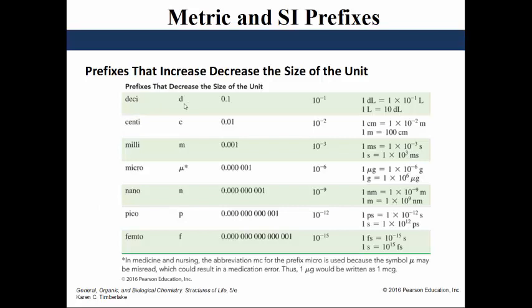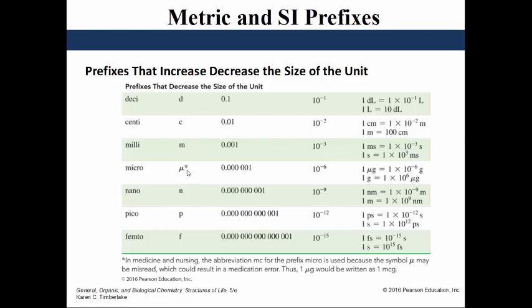Deci, lowercase d, that means a tenth. Deci, think of decade, there are 10 years in decade. That's how you get to 1/10, or 10 to the negative 1. Centi, lowercase c, 100th, or 0.01, or 10 to the negative 2. Milli, 1,000th, 0.001, or 10 to the negative 3.